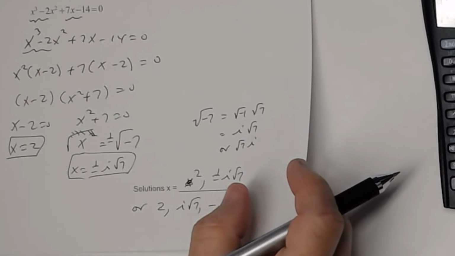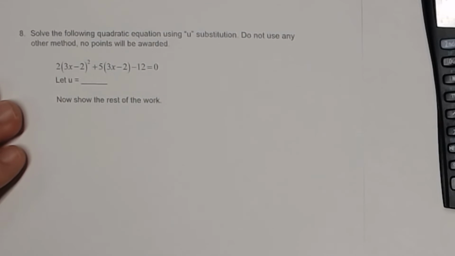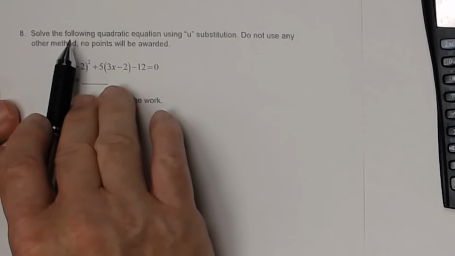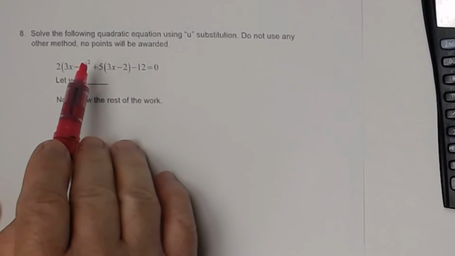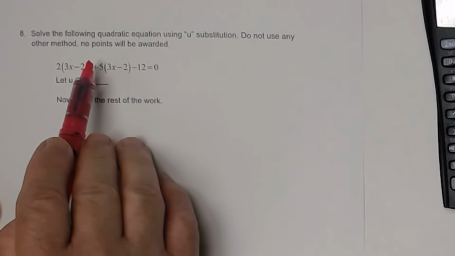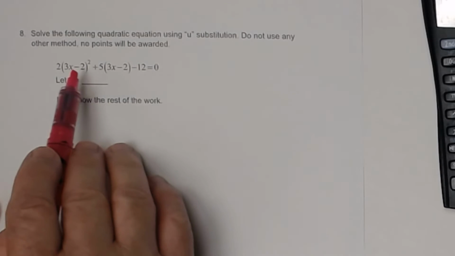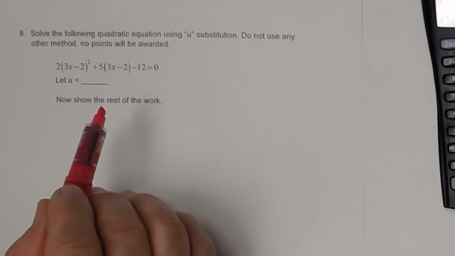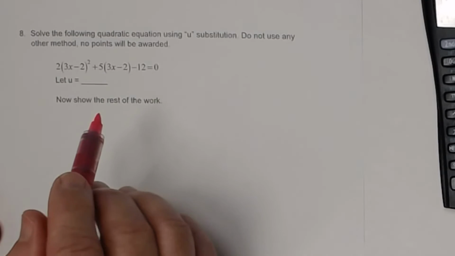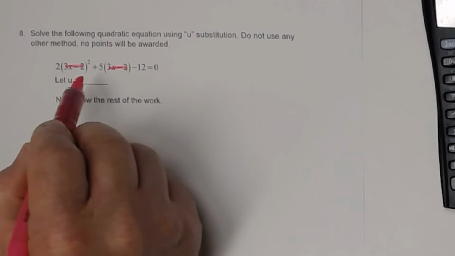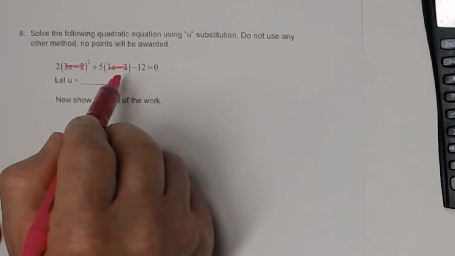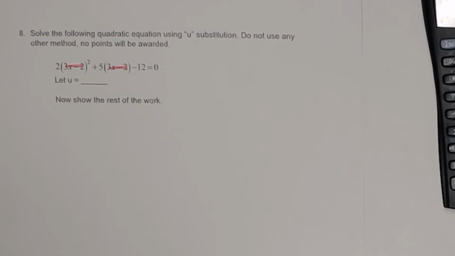Okay. All right, now number 8. What I need for you to recognize is the direction. The direction says solve the following quadratic equation using u substitution. What you had to recognize was that this equation is quadratic because if you were to multiply this out, since you're squaring this, when you combine all like terms, your largest term will be a second degree term. But I need you to recognize that this equation contains the expression 3x minus 2 in both places. So that's what you're going to want to substitute.